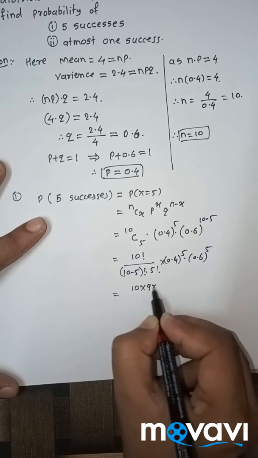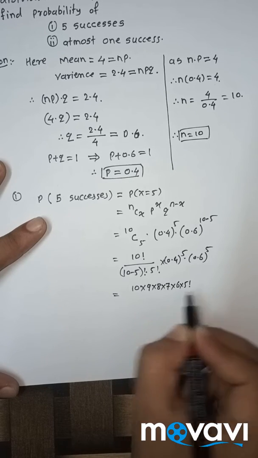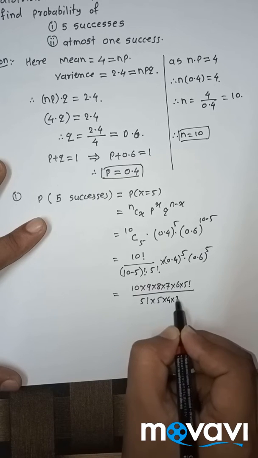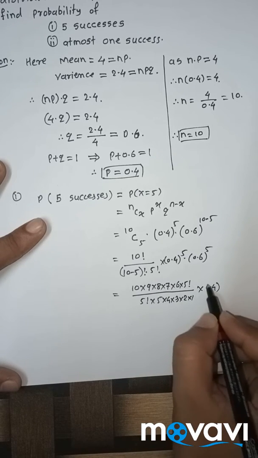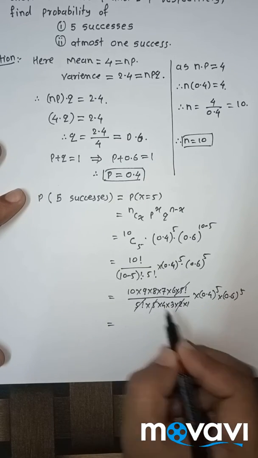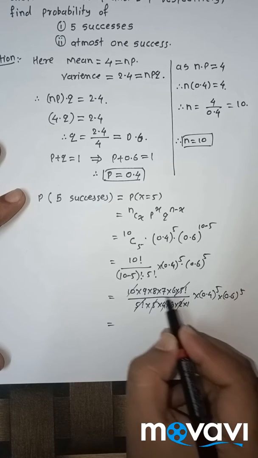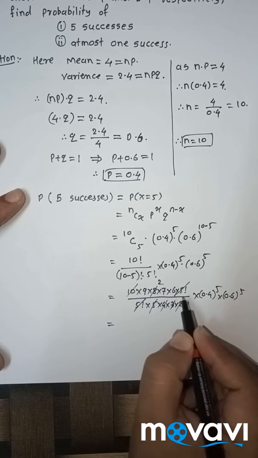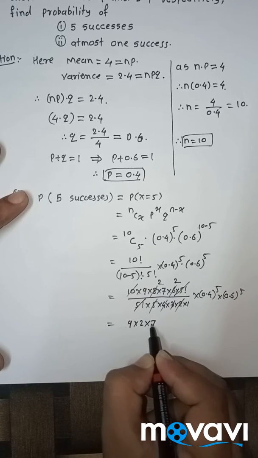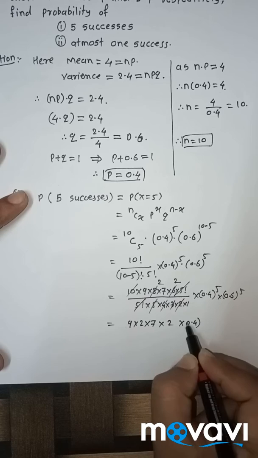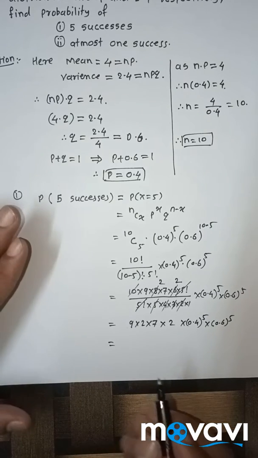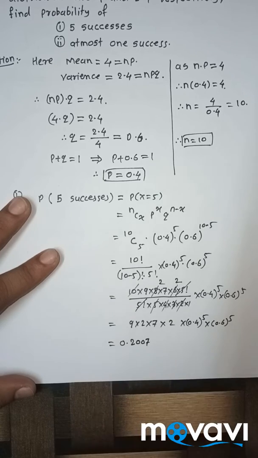10 into 9 into 8 into 7 into 6 into 5 factorial upon 10 minus 5 is 5 factorial into 5 into 4 into 3 into 2 into 1 into 0.4 raised to 5 into 0.6 raised to 5. This 5 factorial will cancel with this 5 factorial. This 5 into 2 is 10 is cancelled with this 4, 2s are 8, 3 2s are 6. This is equal to 9 into 2 into 7 into 2 into 0.4 raised to 5 into 0.6 raised to 5. If we calculate this, we get final answer 0.2007.